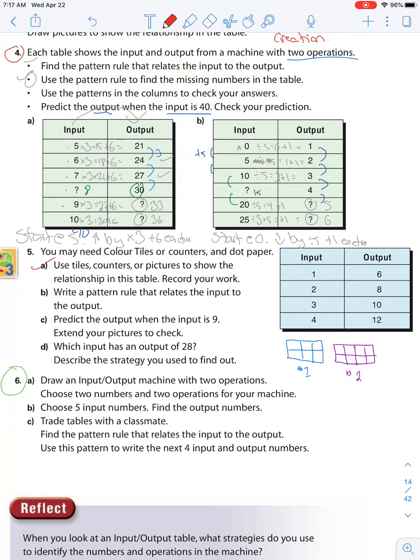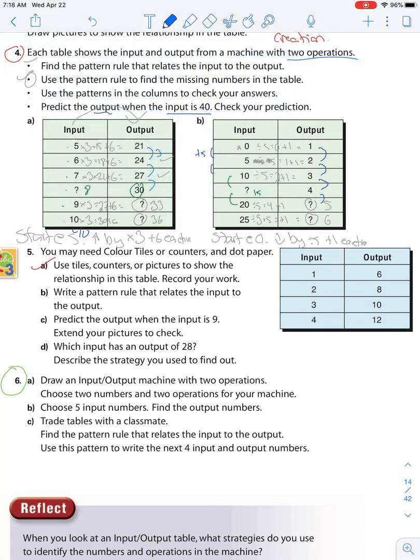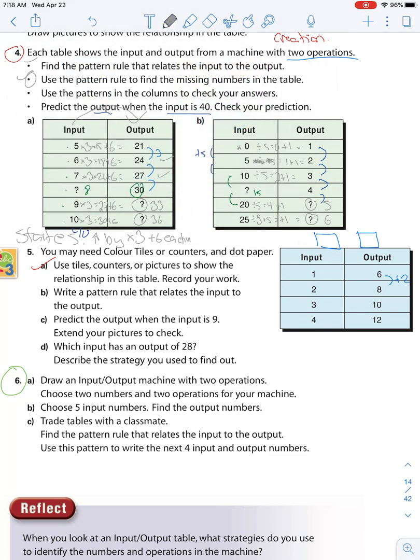Next one, write the pattern rule that relates the input to the output. Okie dokie. So we need to figure out what's in the machine. It doesn't tell us, but I'm going to half think that it's going to be a double machine. We know this is going up by 2, so 2 is probably going to be one of our numbers. Let's experiment with, easy to begin with, times by 2.